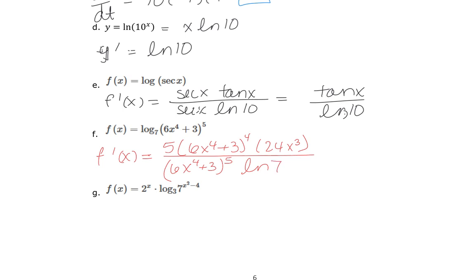And of course this will cancel down, so you would do some cancellations here, 4 of those will cancel to one of those, and we'd end up with 5 multiplied by 24, which is, let me see, is that 120? 120x to the 3rd over 6x to the 4th plus 3 multiplied by the natural log of 7.